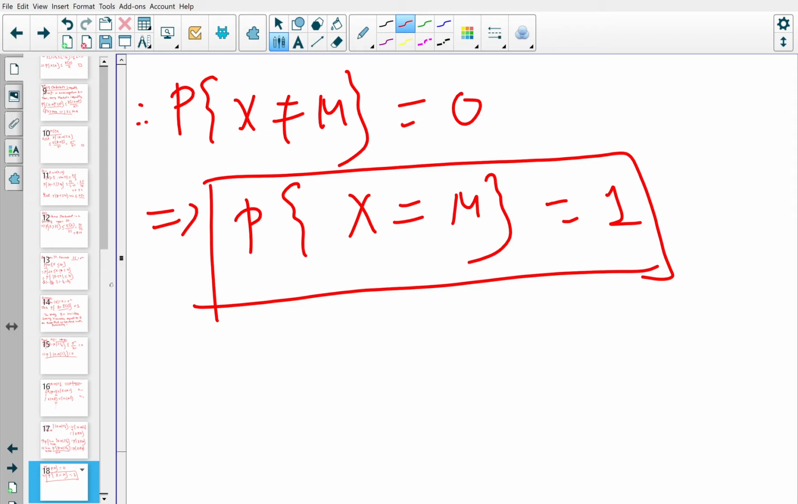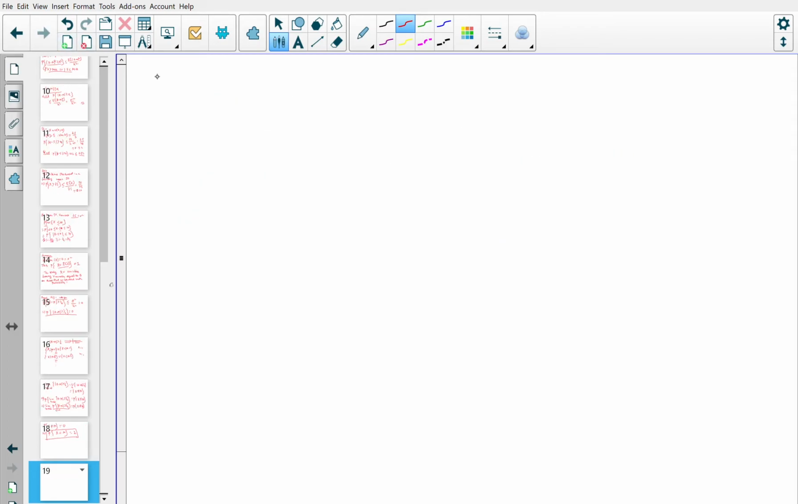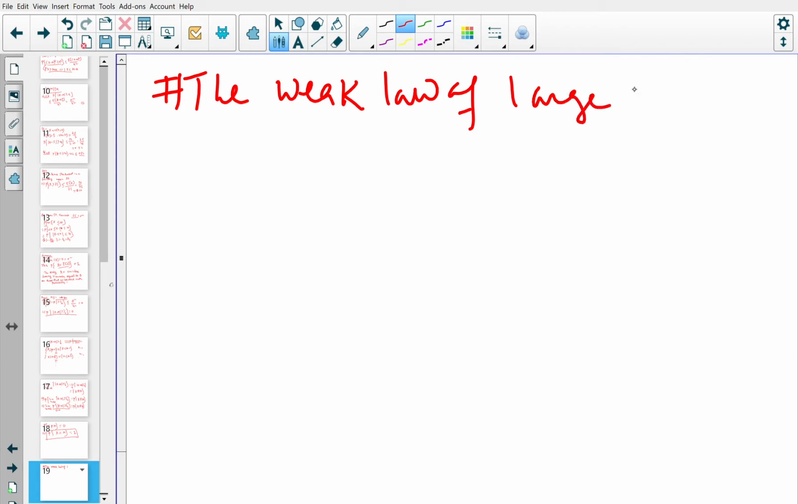Applications of our Chebyshev inequality. So we will discuss one more application, and this is also very important. It is called the weak law of large numbers. And there is one more theorem called the strong law of large numbers that we will discuss later.